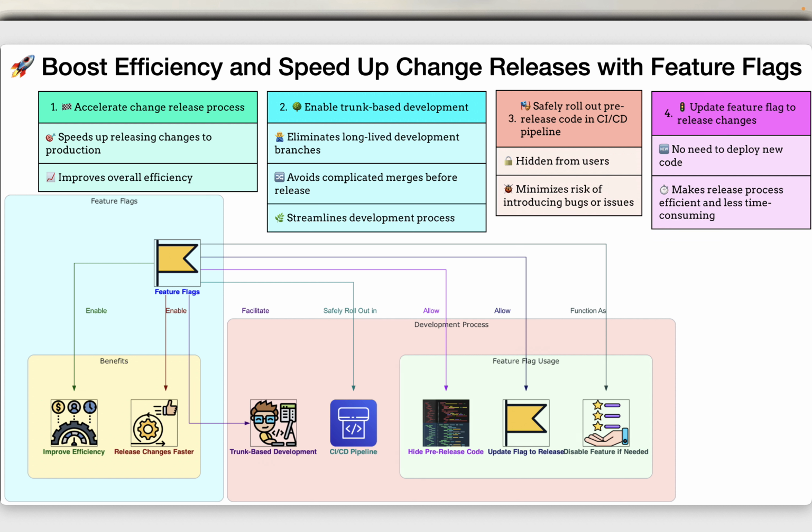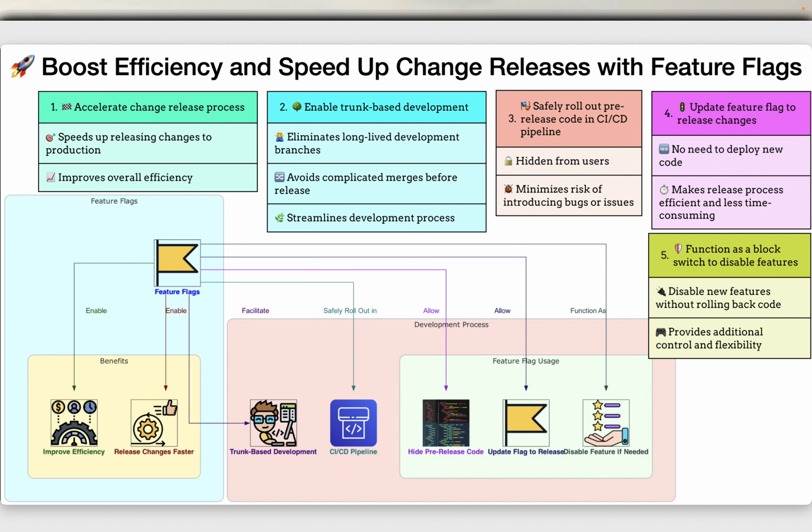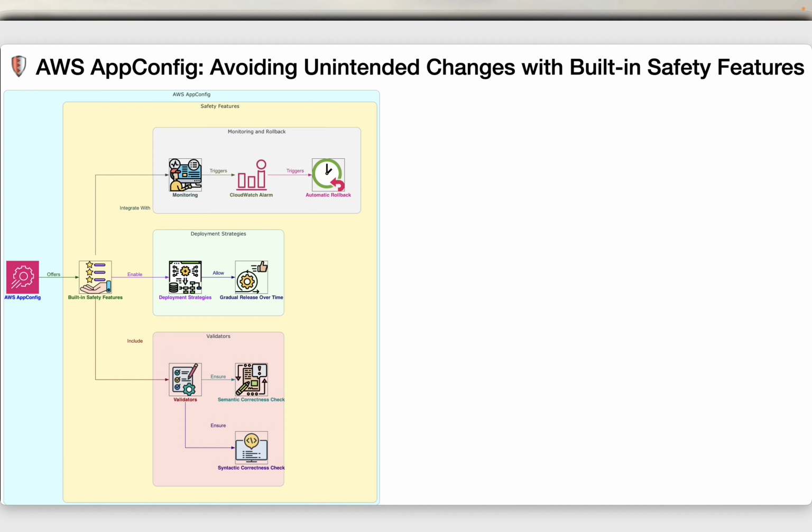When you are ready to release the changes, you can simply update the feature flag without deploying new code, making the release process more efficient and less time consuming. After the launch is complete, the flag can still function as a block switch to disable a new feature or capability without the need to roll back the code deployment, providing an additional layer of control and flexibility.